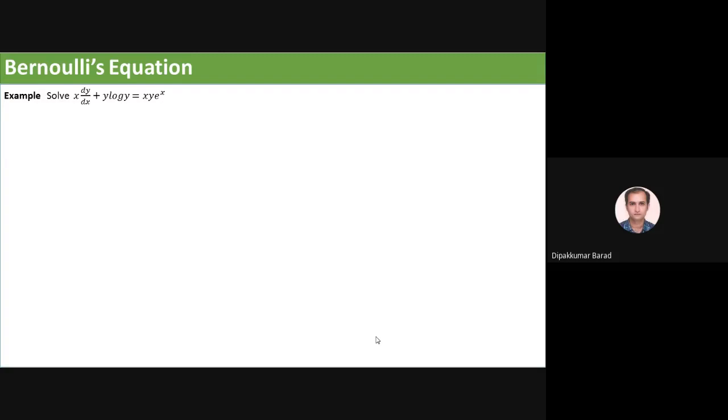Now solve x dy by dx plus y log y is equal to xy e raised to x. So if we observe here, instead of functions of x, we have xy e raised to x. And here we also have x multiplied with dy by dx. So what I have to do, I divide by x into y. Okay, so if I divide by x into y, I get 1 by y dy by dx plus log y upon x is equal to e raised to x.